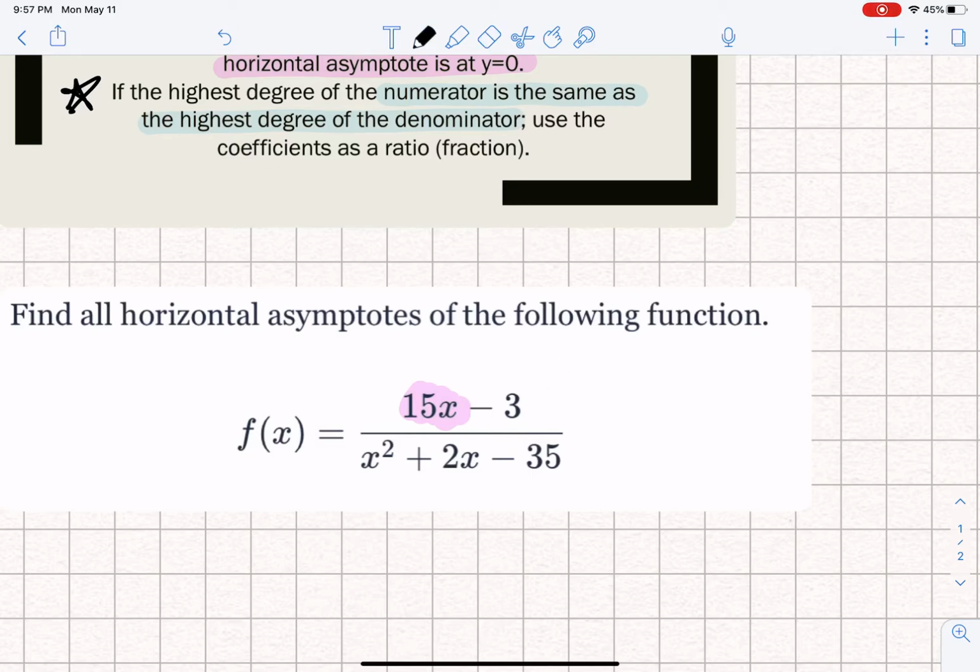Then on the bottom, in the denominator, I have a 2. This is to the power of 1. This is to the power of 0. Well, which one is the highest? It's the 2, right? So this is my highest. So then I go here.